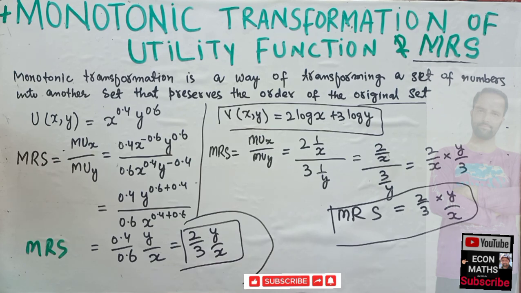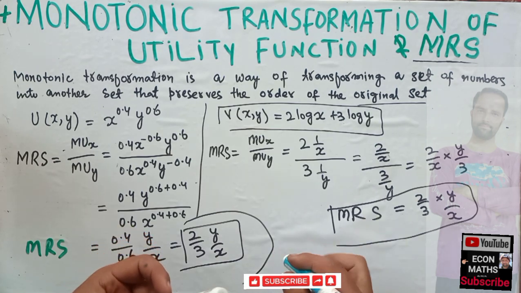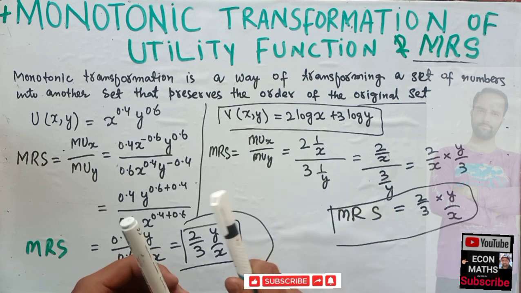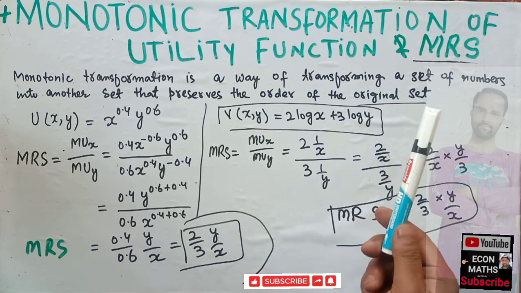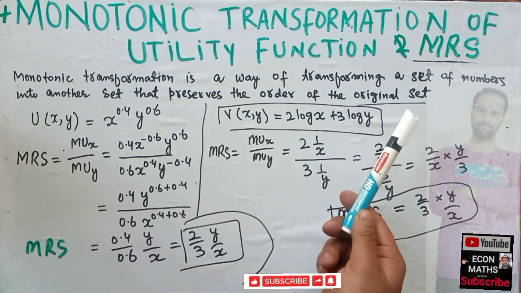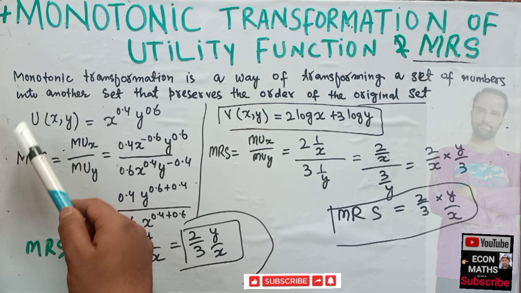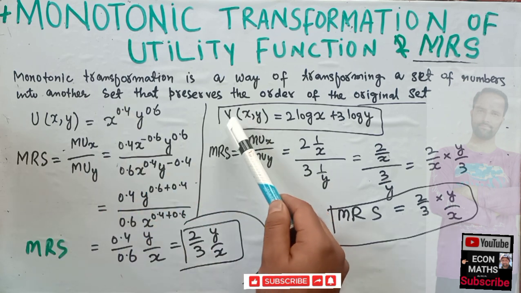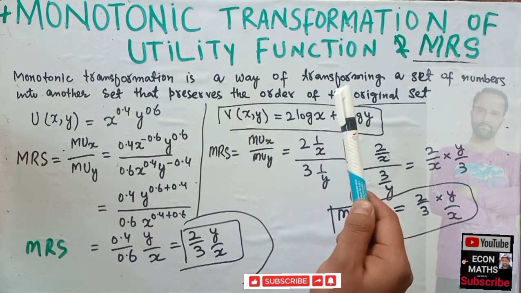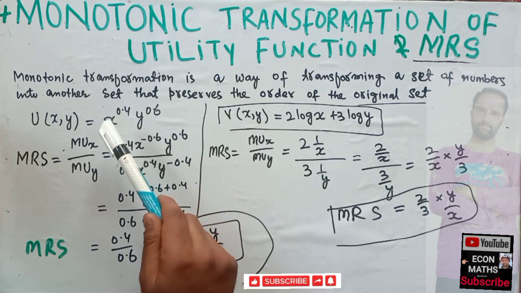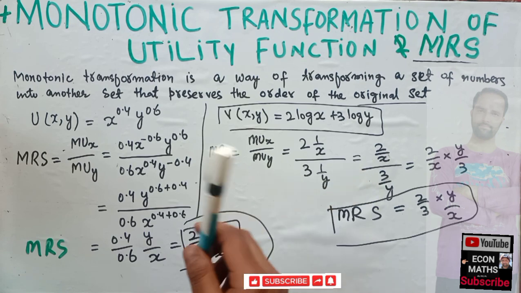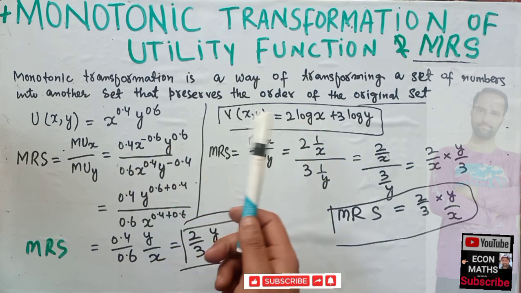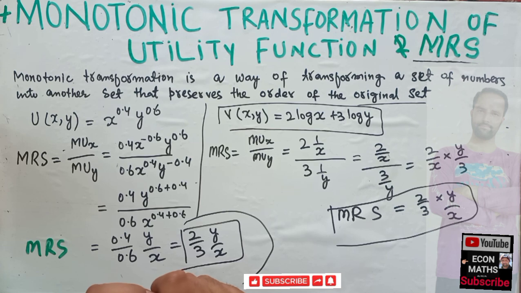The point I want to make is that the marginal rate of substitution does not change when a transformation of a utility function is undertaken by any positive monotonic transformation. That means if this utility function is a positive monotonic transformation of that utility function, then the marginal rate of substitution will be the same between these two utility functions. I hope I made myself clear in this video. Thank you.